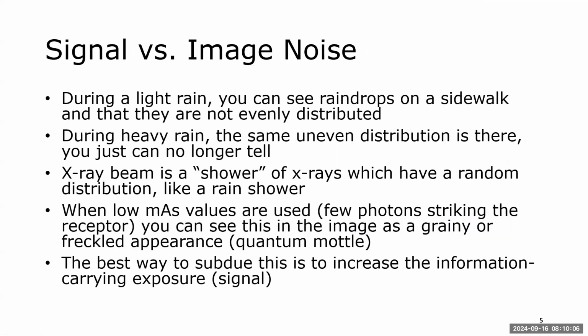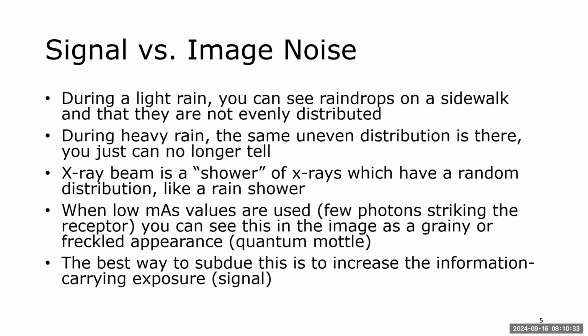So, signal versus image noise. Signal is what we consider to be the good part of the beam. The signal is the image-forming photons that actually make it to the IR and help create the image. And image noise is the not so good stuff.